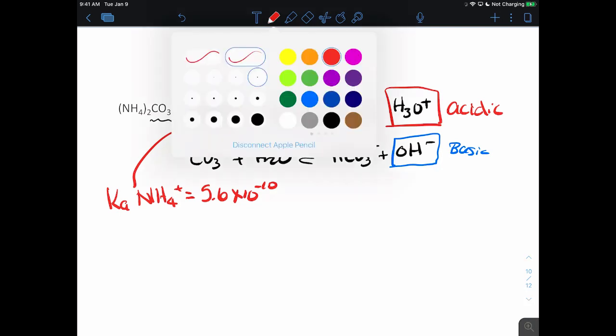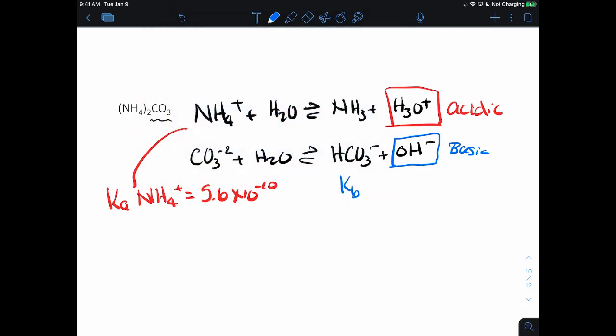So now for the second reaction, we need the Kb of CO3 2-. Problem, there is no Kb. And if you go look up HCO3-, there's no Ka value for that. What you can find is that H2CO3 has a Ka1 and a Ka2, where the Ka1 is 4.3 times 10 to the negative 7, and the Ka2 is 5.6 times 10 to the negative 11.